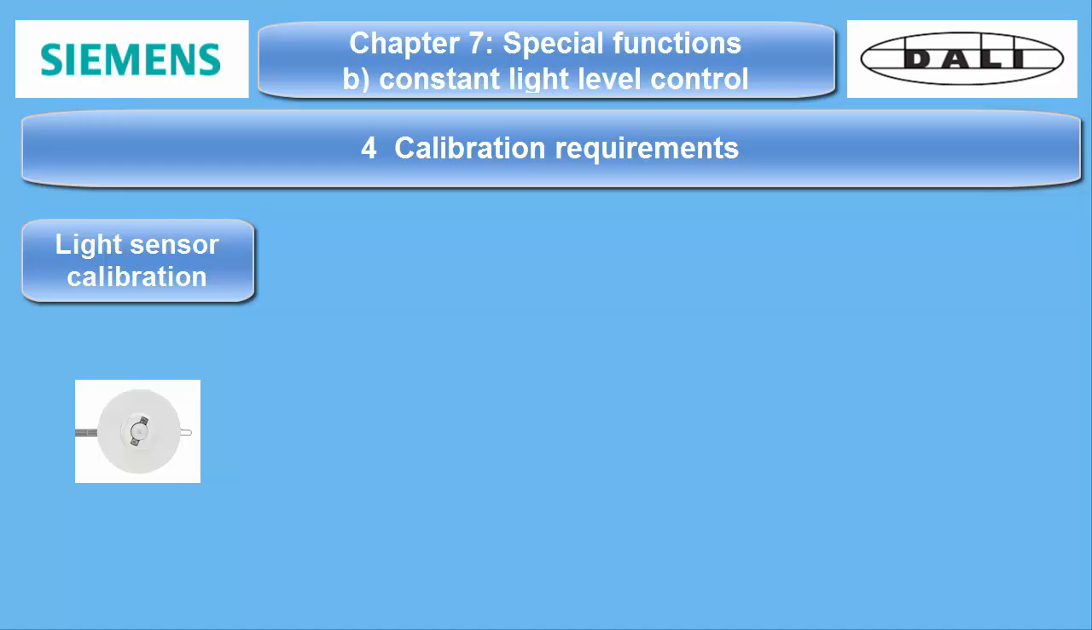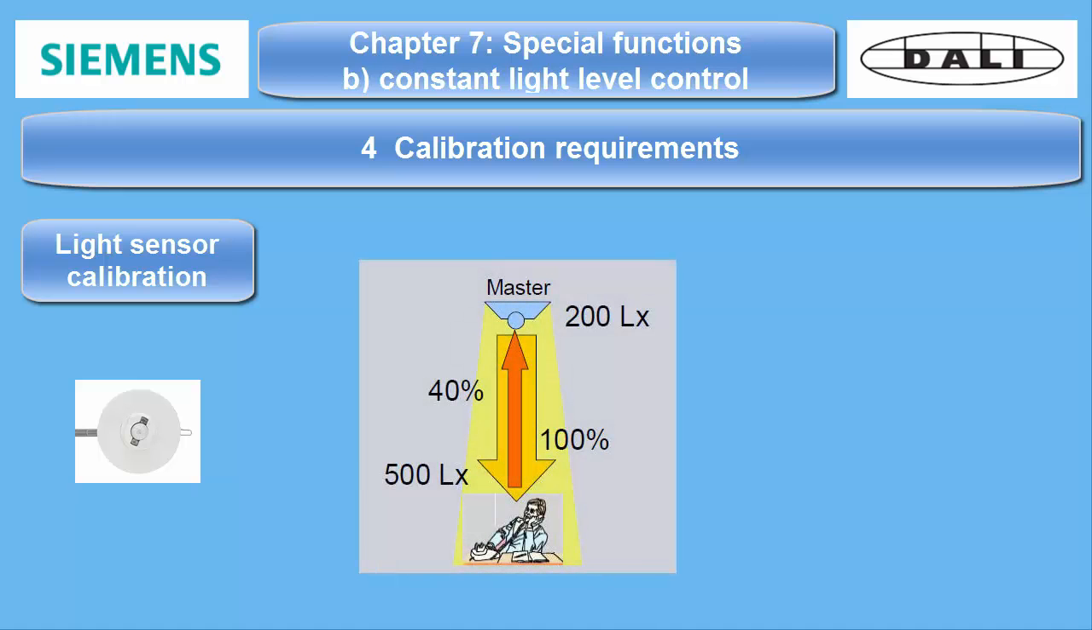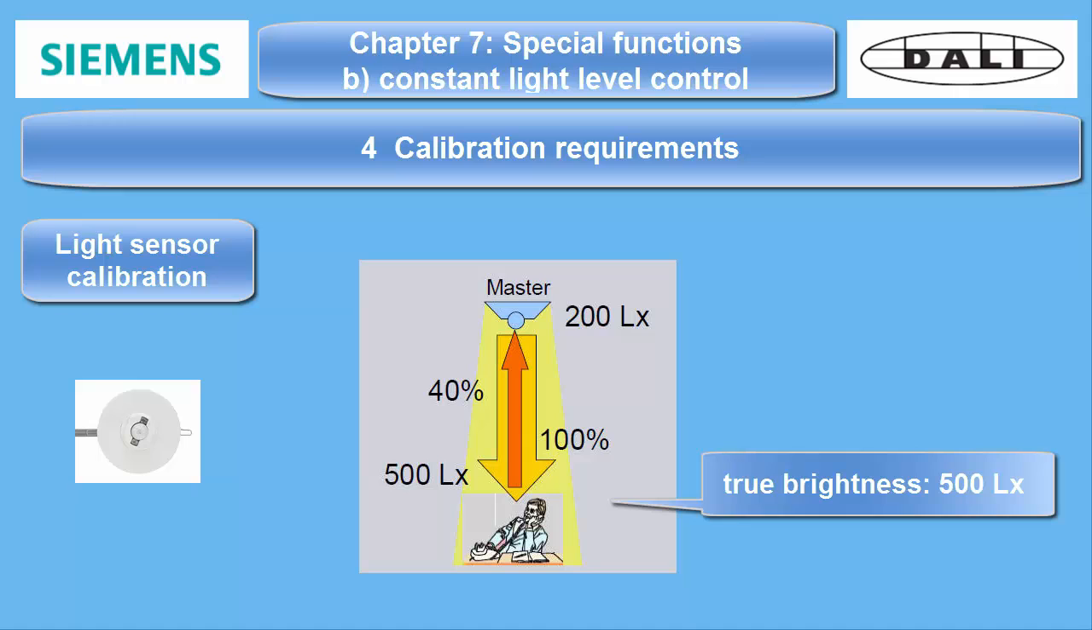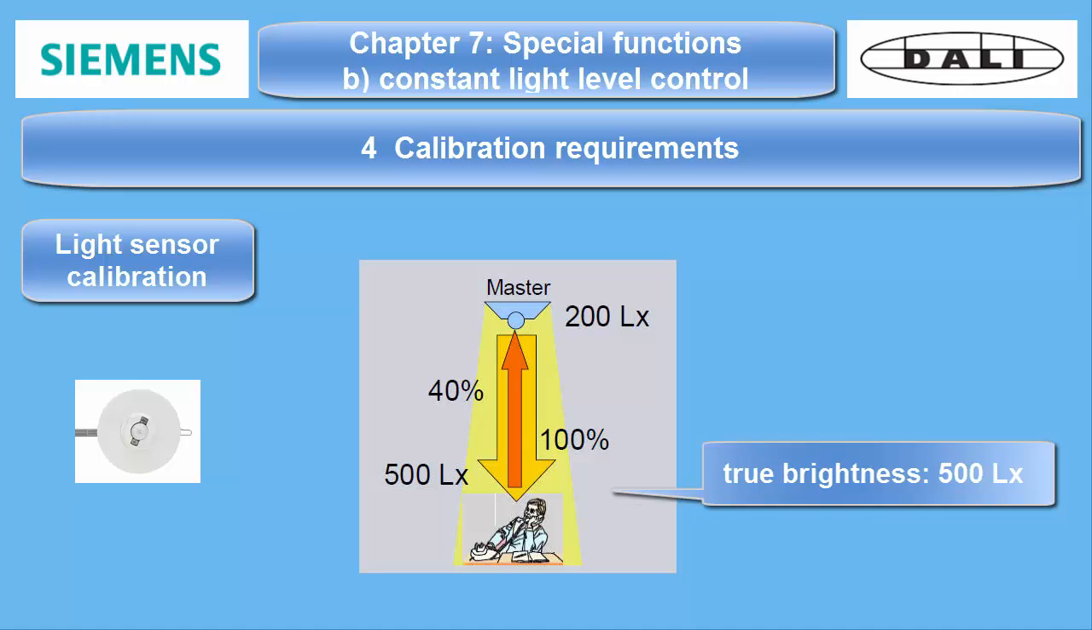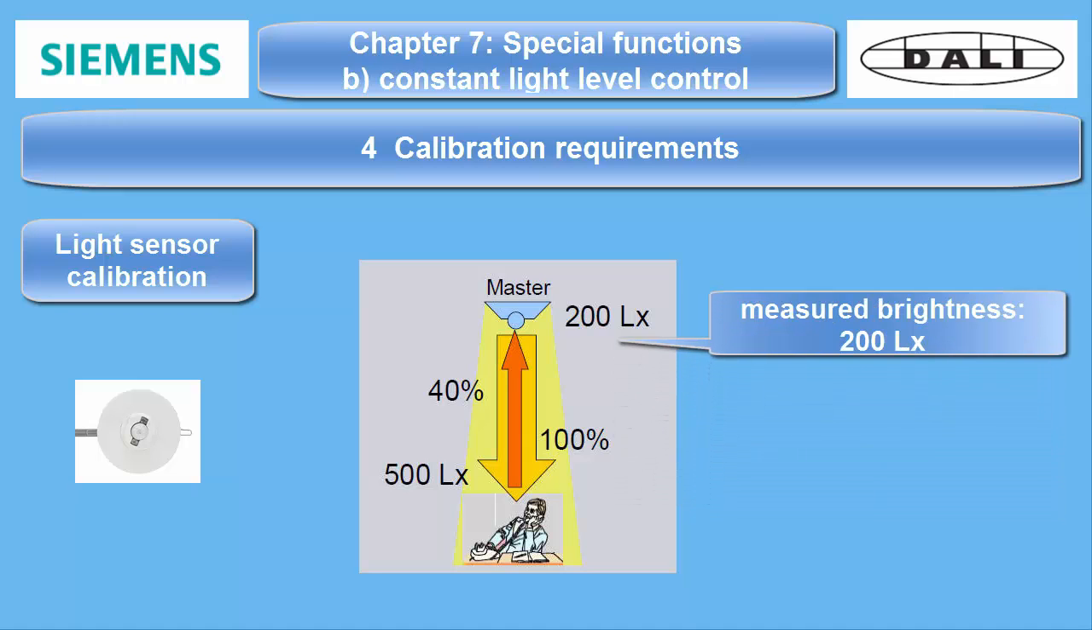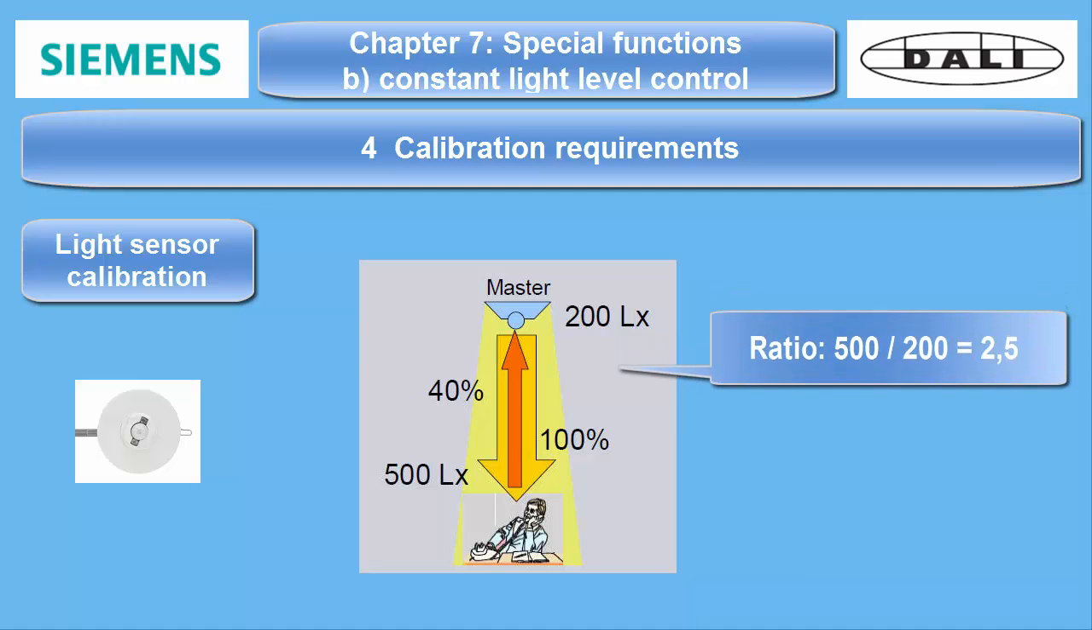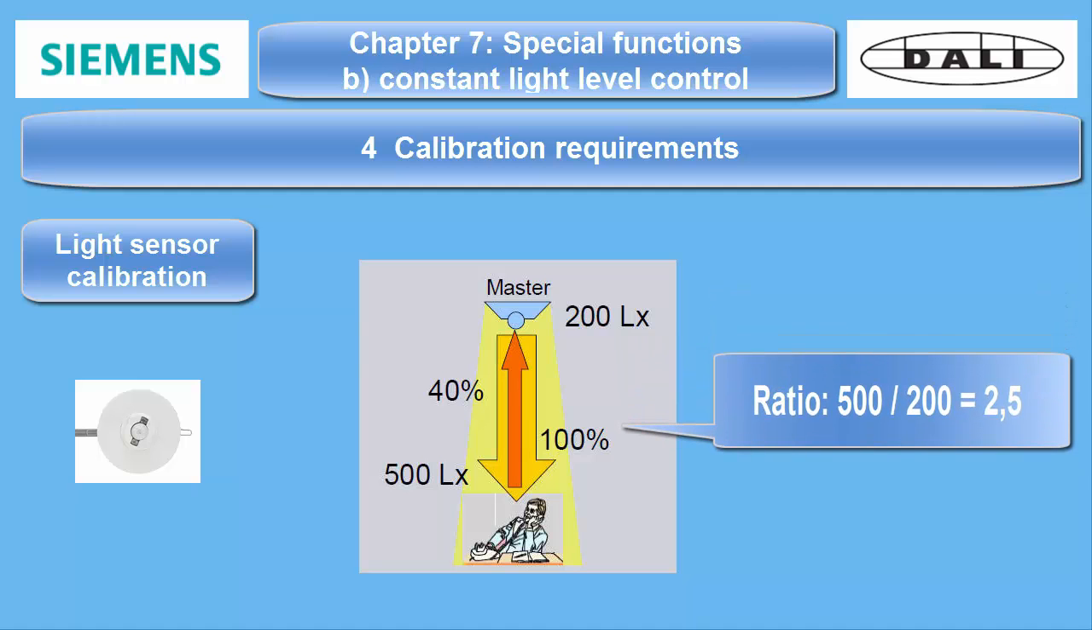4. Calibration requirements. A. Light sensor. As mentioned above, the light sensor usually measures indirectly, so you must figure out the ratio between the sensor measurement and the true light level on the desk surface. The procedure for it is as follows.